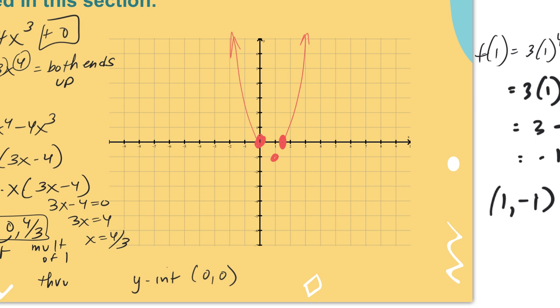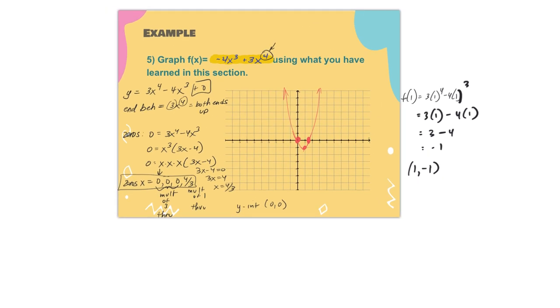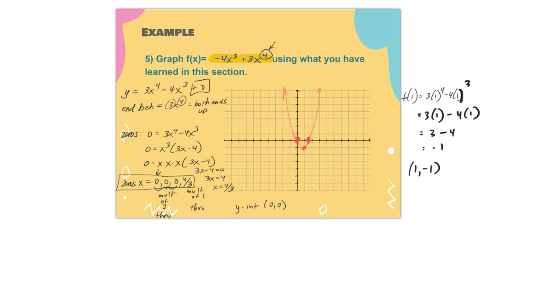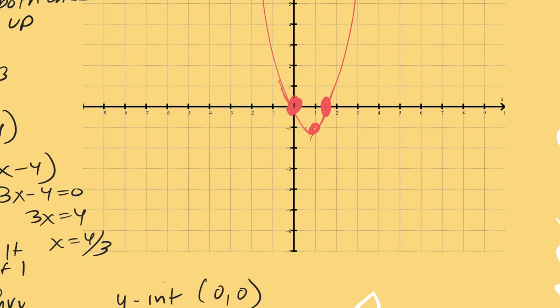So I know my graph is going to go through 0. At some point it's going to hit this point, turn around, go through 4 thirds and out. My graph looks something like that. If I really did more intermediate points, you'd see that there's a little bit of a bump here. It probably goes down and then up or something. But again, it doesn't have to be that precise. Okay.